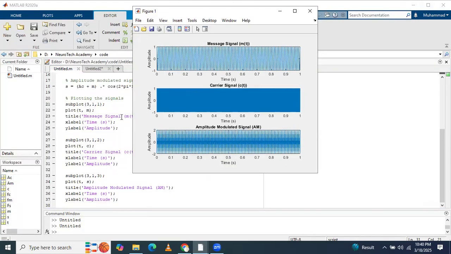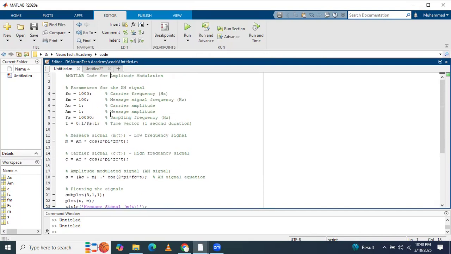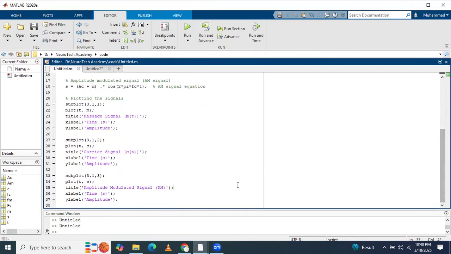So if you have to plot further, you can just change the parameters, and you can even change the amplitude of the message signal or carrier signal, anything. This is your reference code. Using this code, you can perform amplitude modulation for your desired signal.